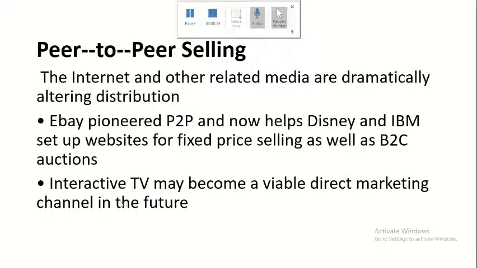For example, eBay pioneered P2P and now helps Disney and IBM to set up websites for fixed price selling as well as business to customer auctions. And also alternative TV may become a viable direct marketing channel in the future.